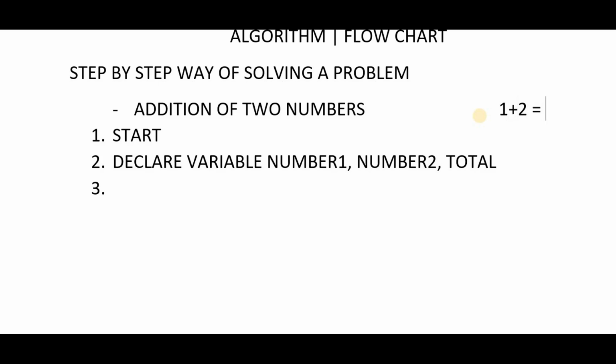You do the total and it's equal to what? 3. So you see, you declare your variables. In a program you declare variables, and this is where you're going to store this number. Another variable is where you're going to hold this number, and number 2 will hold this. And number 1 will store this, and the total will also hold this.